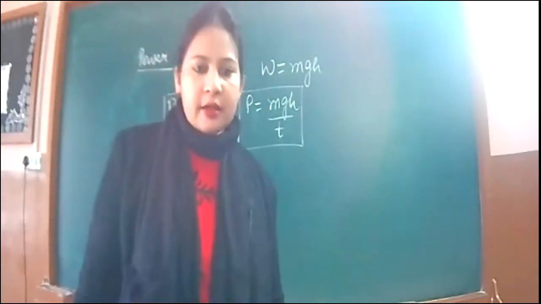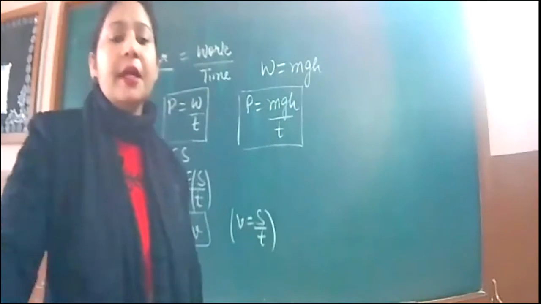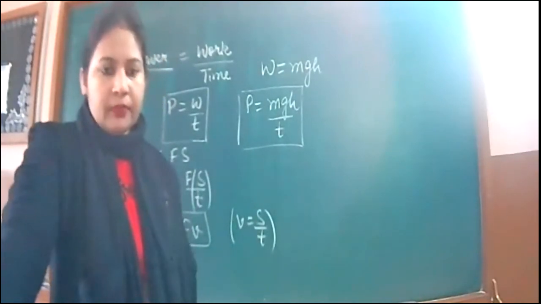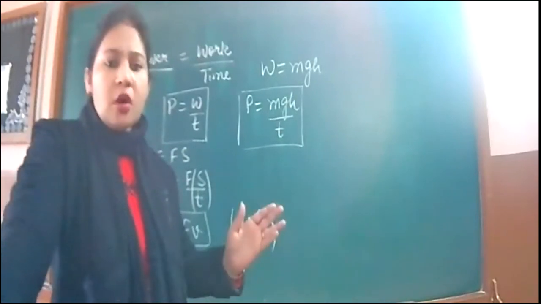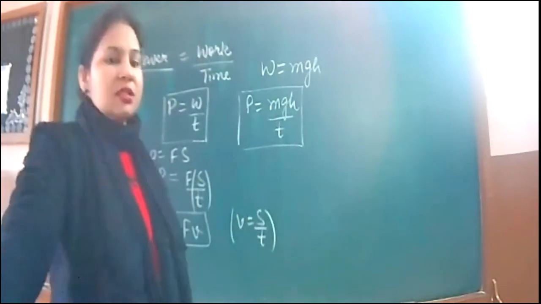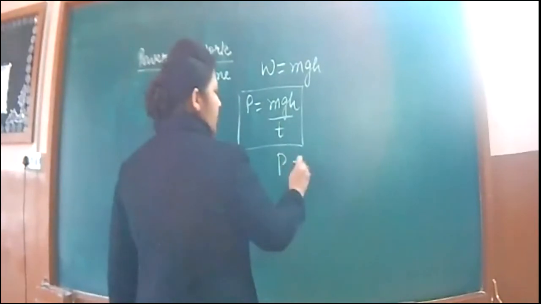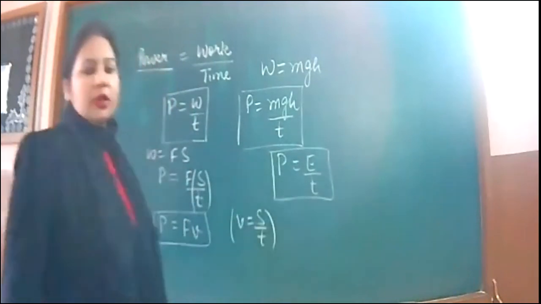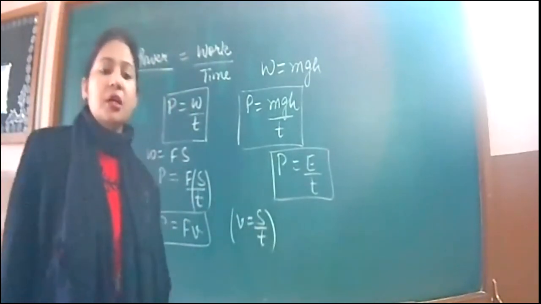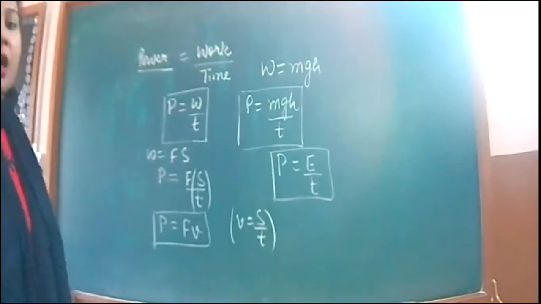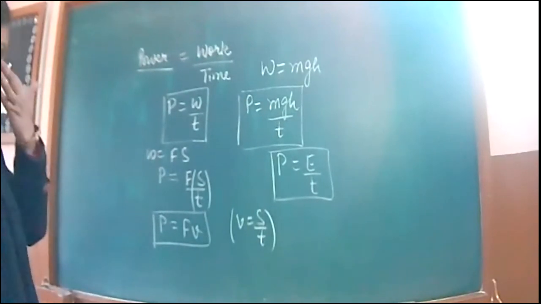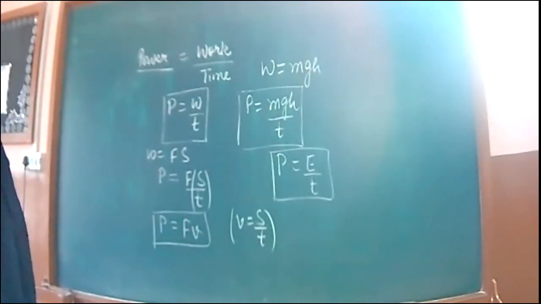If we talk about electrical power, then power is the rate at which electrical energy is supplied or consumed. Work and energy are also equivalent, their units are also the same. So we can also write power as energy upon time. Accordingly, depending upon the situation, we can use any of the above expressions. Any of these formulas we can use as per the need.